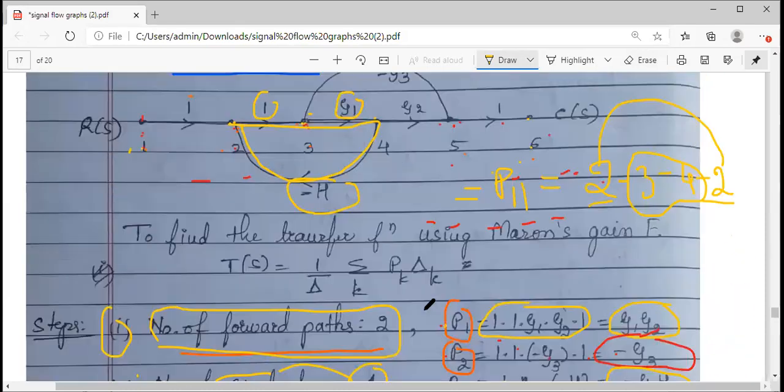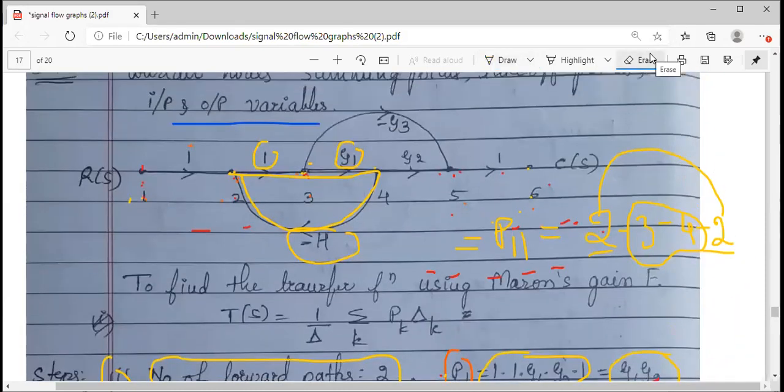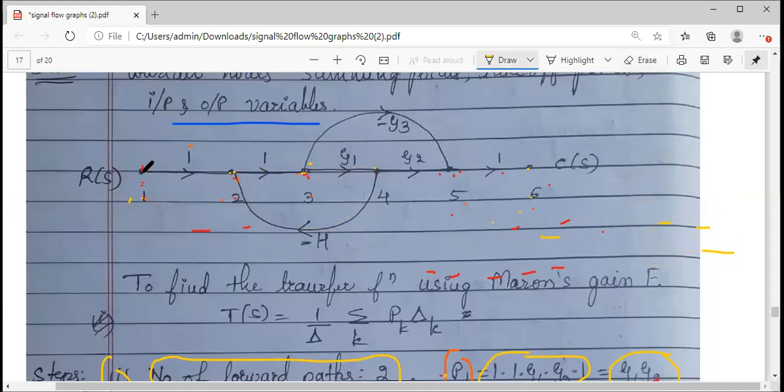Now coming to delta 1. Finding the delta 1. Let me first mark, because delta 1 is for the first forward path. So let me mark the first forward path. Okay, this is the forward path. What is the formula for delta 1? I am talking about the first forward path's delta value, which is 1 minus.